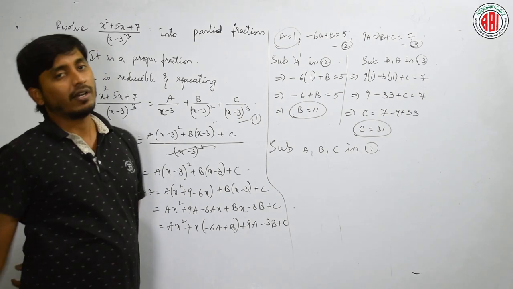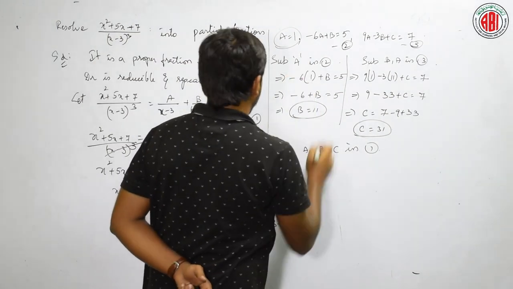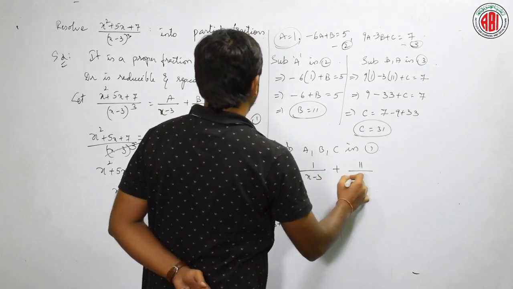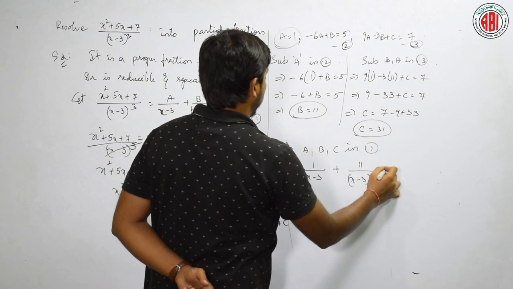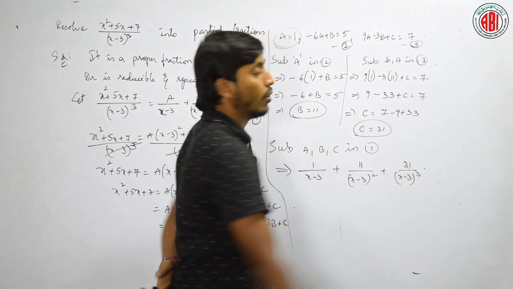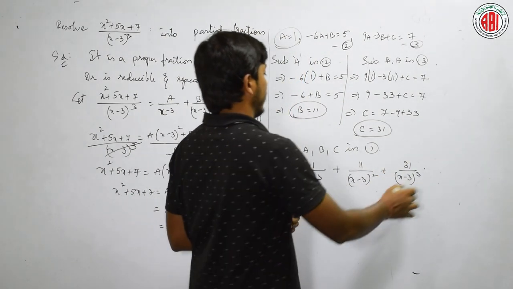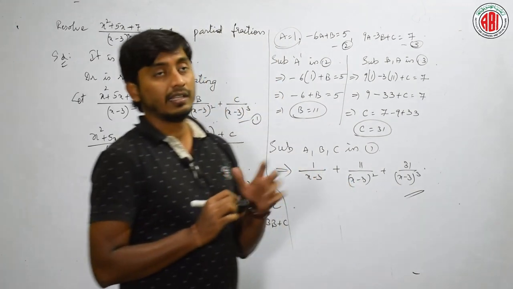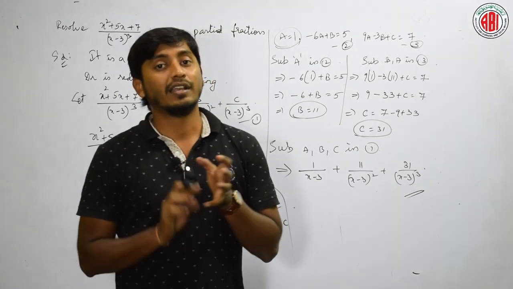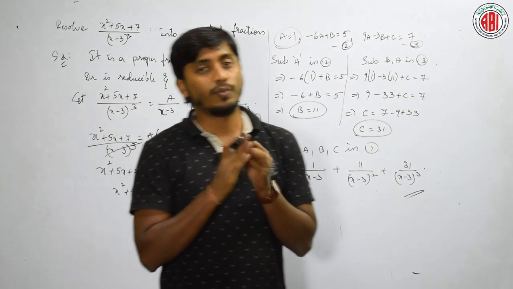So, what is the partial fraction now? Therefore, the answer is, what is a? 1 by x minus 3, 11 by x minus 3 whole square plus 31 by x minus 3 whole cube. Okay? Is it not easy? We have seen reducible terms with repeating and non-repeating factors. These are the first two basic things.